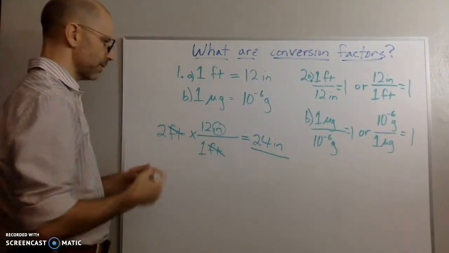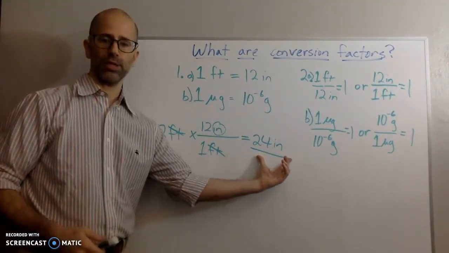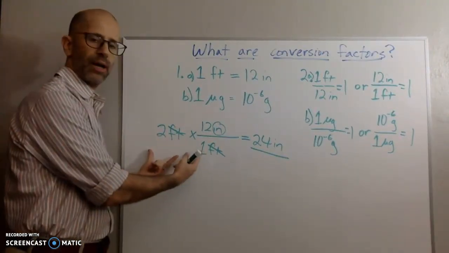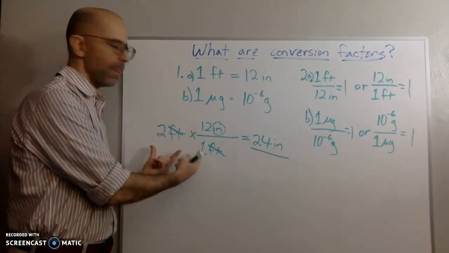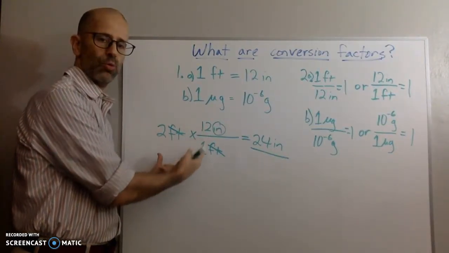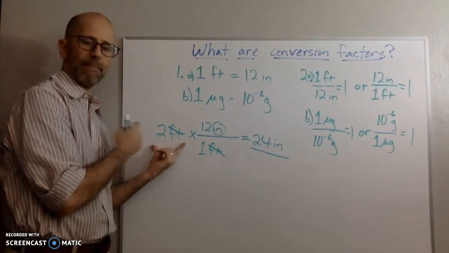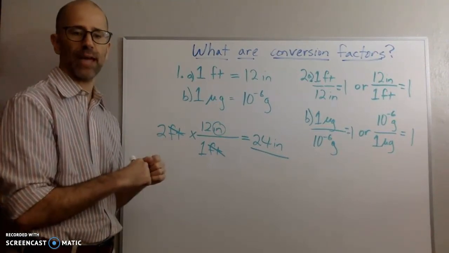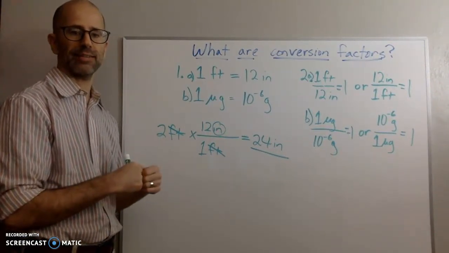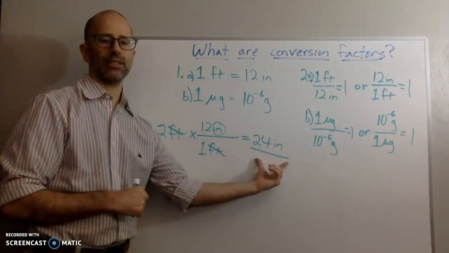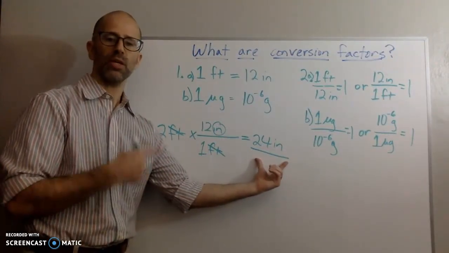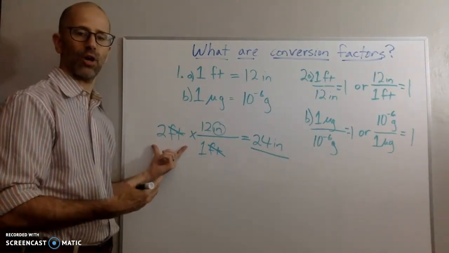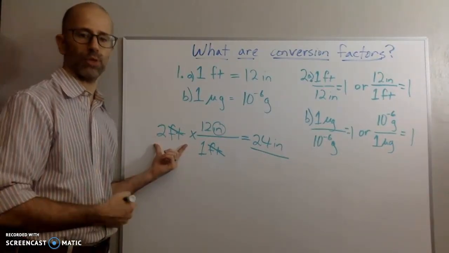Now notice that I now have 24 inches. I started with 2 feet. I multiplied by a conversion factor. This conversion factor is equal to 1. If I multiply a magnitude by a conversion factor, I am not changing the magnitude. The magnitude stays the same. So the 24 inches that I end with should be equal to the 2 feet that I started with, as far as the length goes or the magnitude of whatever I'm looking at.